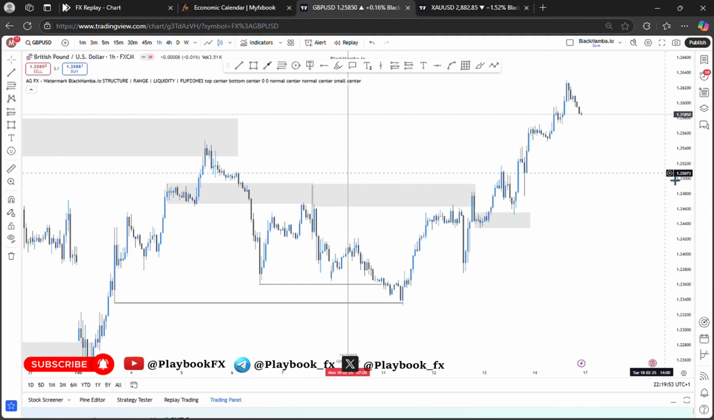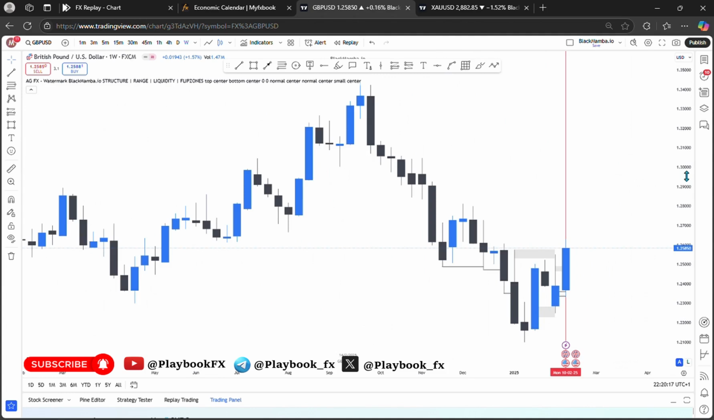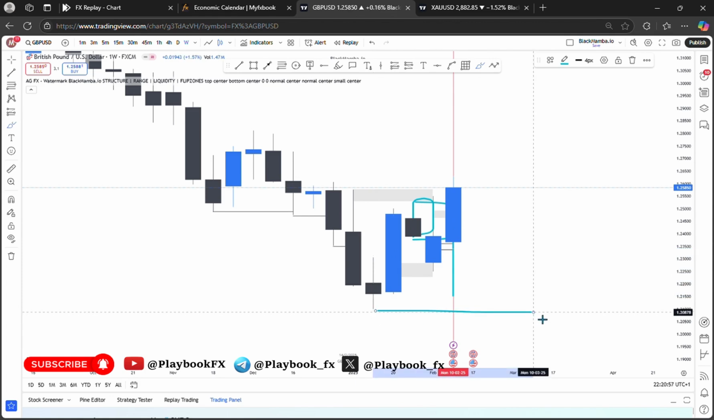Without saying too much, let's get right into the video. So what happened last week on GBPUSD? We can clearly see that previous week swept this week high, then closed bearish. So I was expecting a continuation sell from this other block here, this black candle. I was expecting this big candle to tap into this other block, then reject to take out this low. That was my expectation last week.